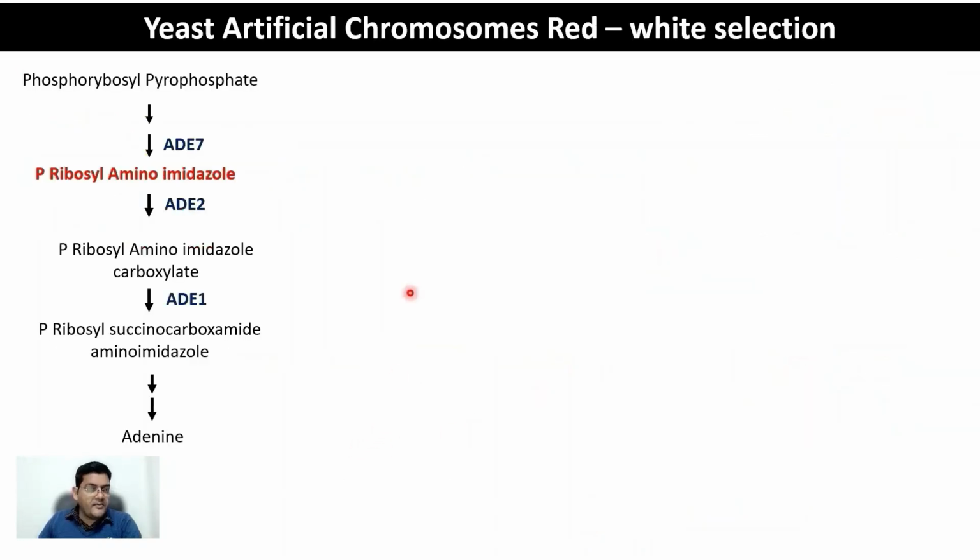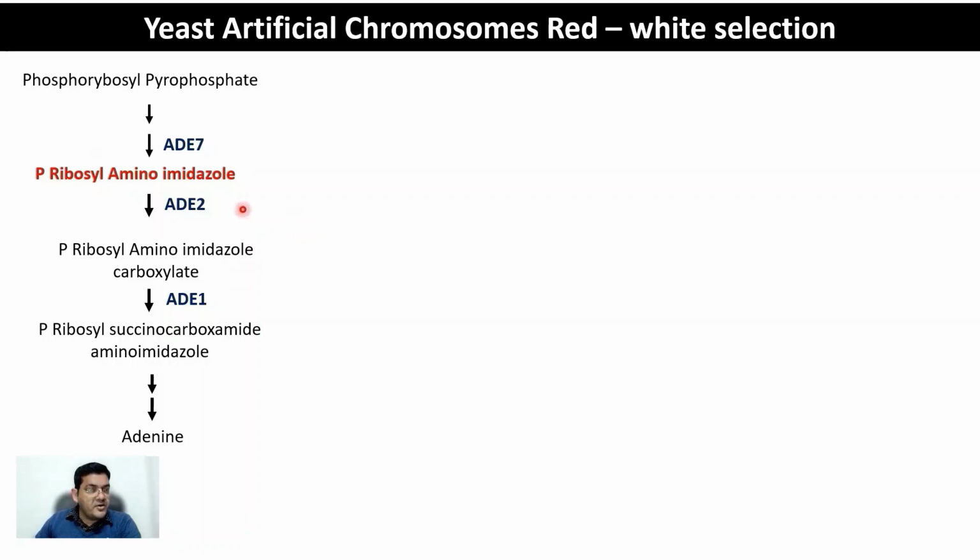So red-white selection is basically linked to the process of synthesis of adenine, and there are several steps in this process. We'll not go into the details of these steps, but just to indicate, the starting molecule here is phosphoribosyl pyrophosphate, and then through a complex series of reactions, finally you have the release of adenine. One key metabolite in this process is what is known as p-ribosyl aminoimidazole, which is red in color, and this is then metabolized by ADE2 and ADE1 genes to finally give you adenine, which is colorless, right?